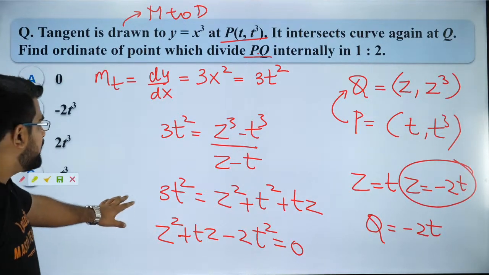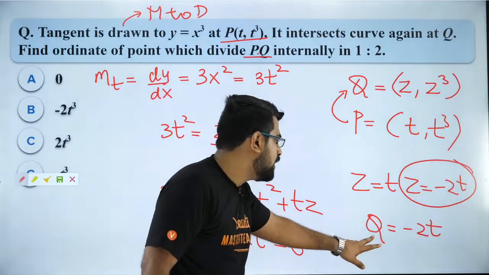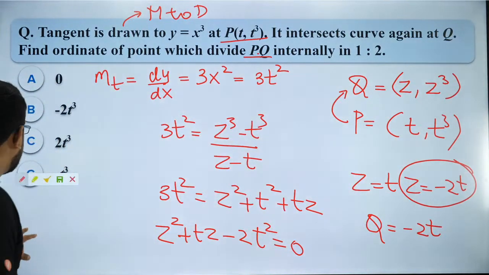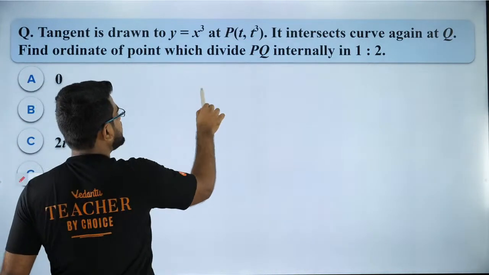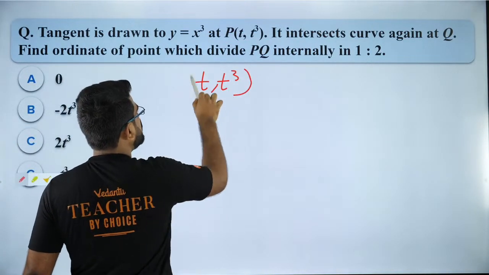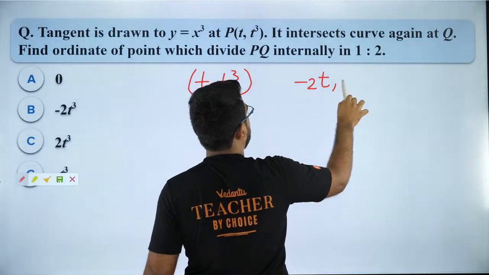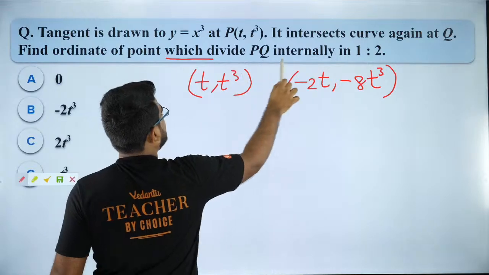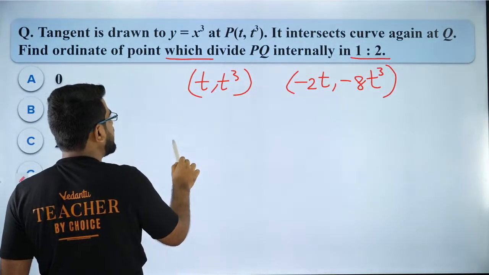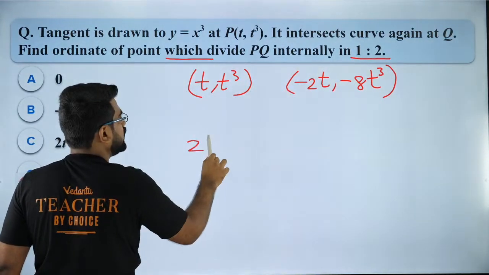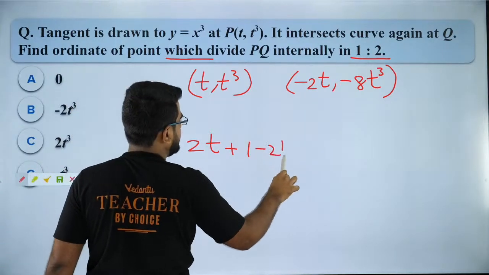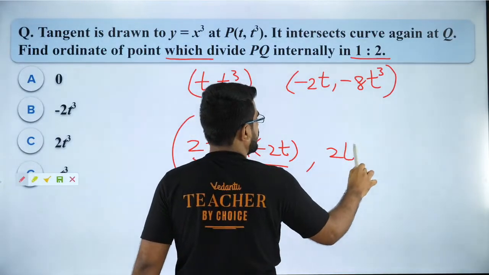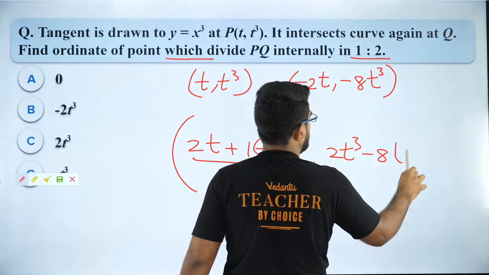Okay, so guys, I hope everybody is clear until here. I got the parameter of point Q. Now I need to move forward. P is t comma t cube and Q is minus 2t comma minus 8t cube. Now I need to find the point which divides PQ in the ratio 1:2 internally. So section formula: 2 into t plus 1 into minus 2t divided by 3, comma, 2 into t cube plus 1 into minus 8t cube by 3.